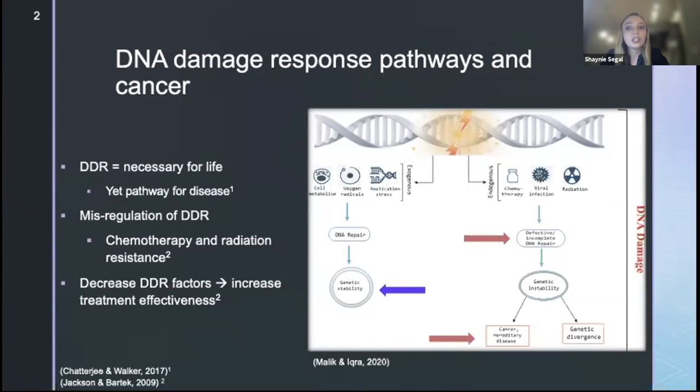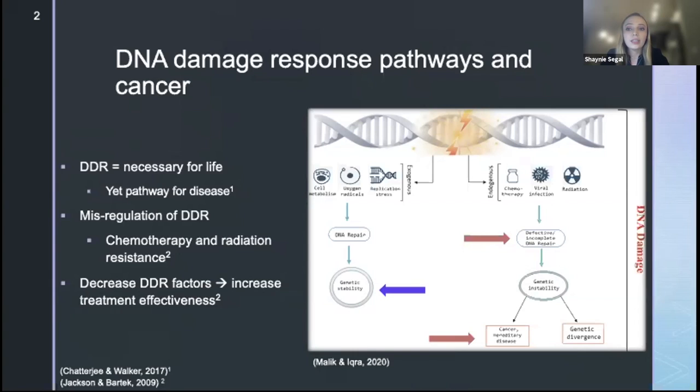Experiments have already shown that by decreasing DDR factors, we're improving the therapeutic effectiveness of current cancer therapies because the cells cannot repair DNA damage. Yet many of the genes and components of these pathways are still unknown, yielding the opportunity for better control over these pathways in the future.